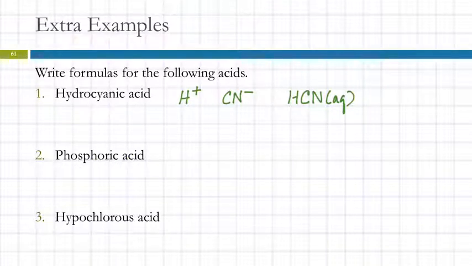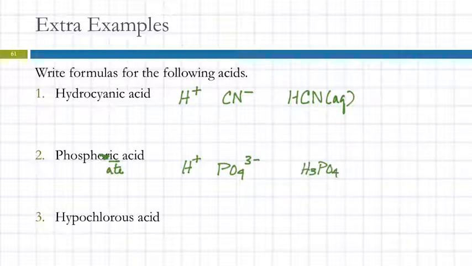So phosphoric acid. Oxyacid or other kind? It's an oxyacid because it does not have hydro in the front. So now we're going to change the IC to ATE. And this part goes away. So this is from phosphate. So we write the formula for phosphate, PO4 3 minus. How many hydrogens does it need? 3. Because hydrogens are H+. So H3PO4, aqueous.